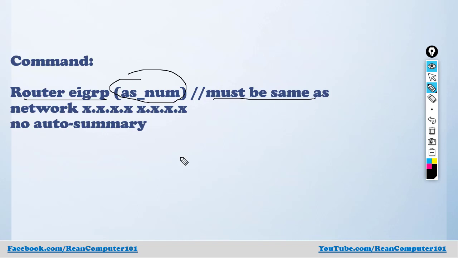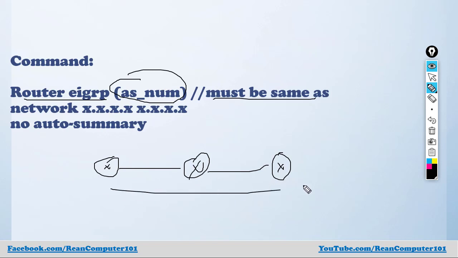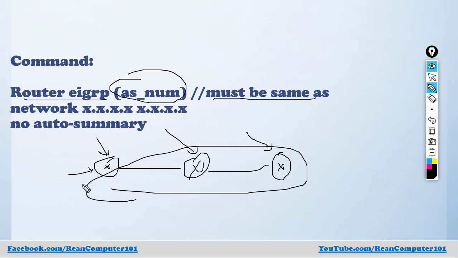The AS number here must be the same. What does it mean? For example, here we have three EIGRP routers. In order to make these routers join the same EIGRP domain, each router must have the same AS number. For example, this router uses AS number 1, so this router also uses AS number 1, and the last one also uses AS number 1.